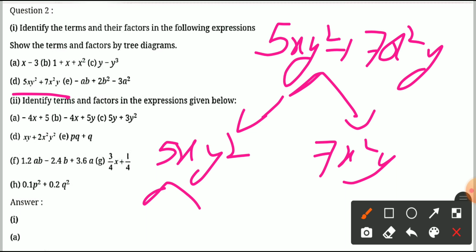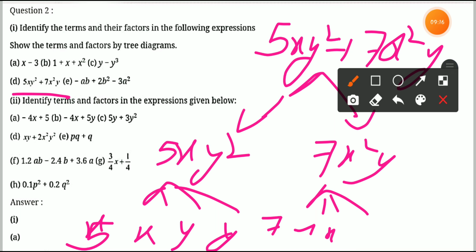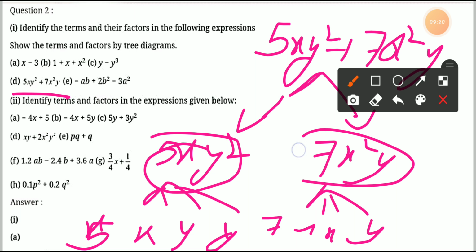So what is the answer of first one? 5, then x, then y, then y. And here 7, x, again x, and y. Okay. Why two y's are there? Because here we have the power of 2. So 5xy is the factor of 5xy square, and 7xxy is the factor of 7x square y. Okay.